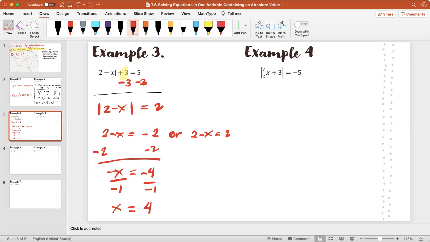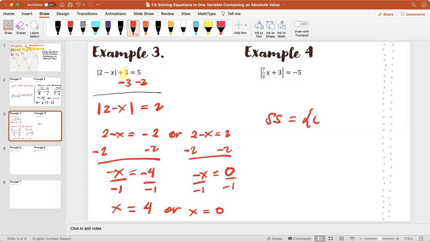Now the other equation, 2 minus x. Minus 2 here, minus 2, bring down negative x. 2 minus 2 is 0. We divide both sides by negative 1. What is x? 0. So our solution in this example is the set 0, 4.